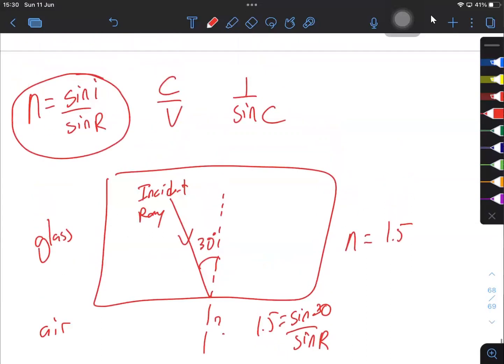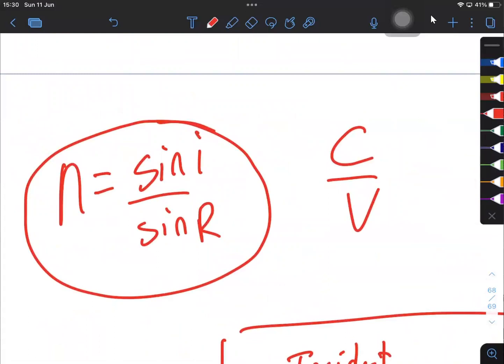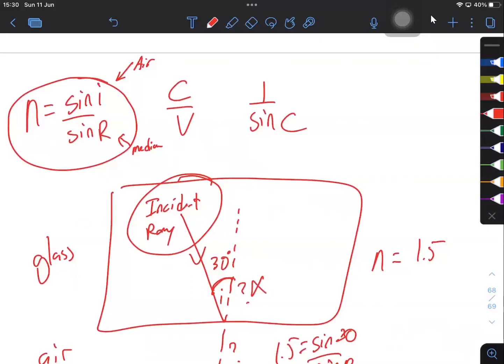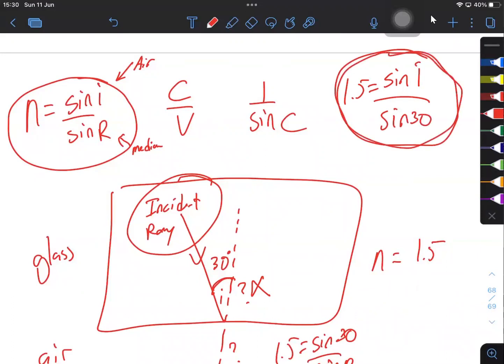I want to highlight that whenever you see this sine i over sine r formula, this one here is always going to be the angle in the air, and this one here will always be the angle in the medium, guys, regardless of whatever the question may say. A lot of people say, hey, this is the incident ray, so this should be the incident angle. No. In reality, your calculation should be 1.5 equals sine i over sine 30, guys. Then with this calculation, you'll be able to find your i, which is going to be bigger than 30 degrees.